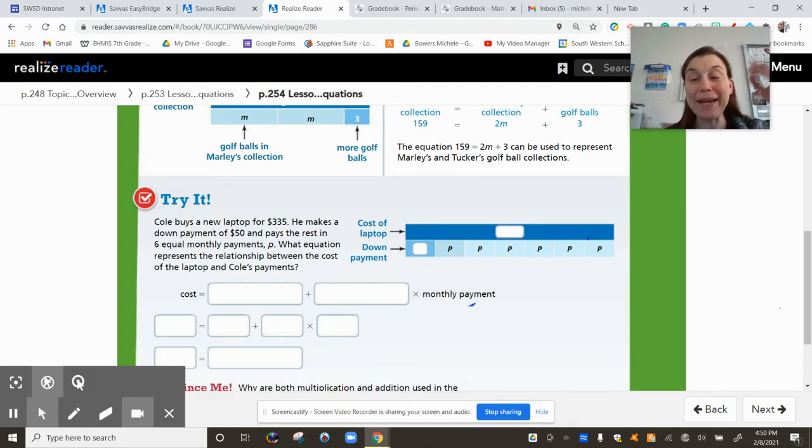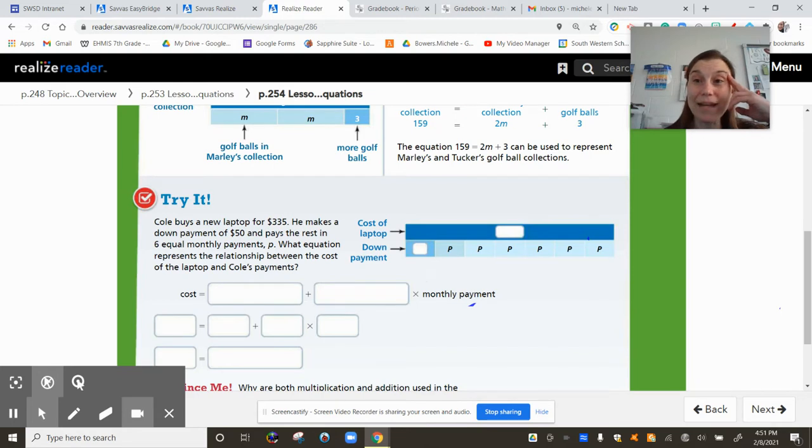So here's one of those try-its from your textbook where they have all the blanks and you don't know what to go in them. Well, let's look at this. Cole buys a new laptop for $335. That's a total amount. He makes a down payment of $50. That's a one-time thing where he pays $50 up front in the beginning.